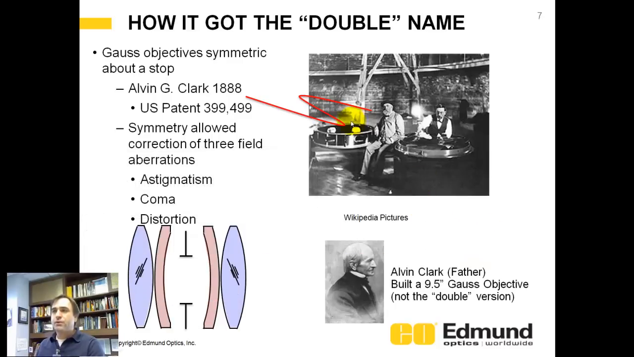Alvin Clark, who's pictured here in this Wikipedia picture, in 1888 realized that if you make this symmetric about an aperture stop, you're going to get rid of the three field aberrations: astigmatism, coma, and distortion. And just some historical significance here: his father was Alvin Clark, and he built a 9.5-inch Gauss objective, not the double, just the crown and the flint. And he commented that it wasn't as well corrected as he would have expected.